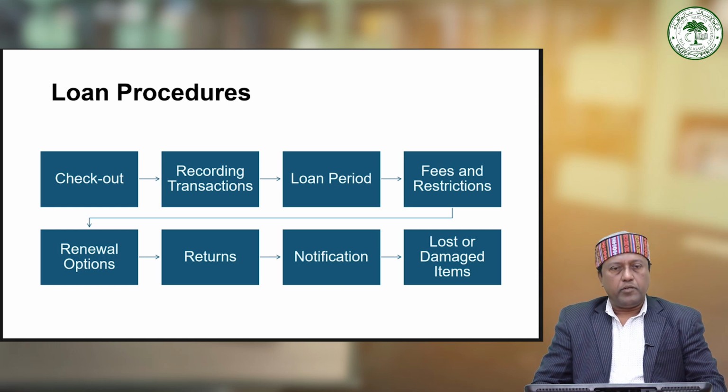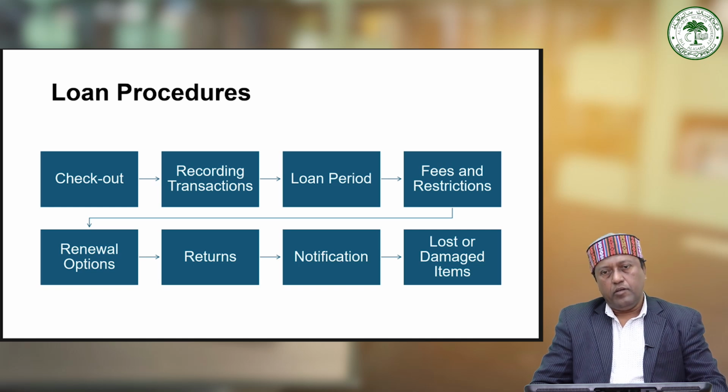Second important procedure here is recording transactions. Each loan transaction is recorded in the library's database, if it is an automated one. Otherwise, if we are following a card system, then also you have to maintain the card. So you have to maintain the reader card as well as the book card. So these two have to be placed together. So it depends how we started, how we evolved, that we'll discuss later on.